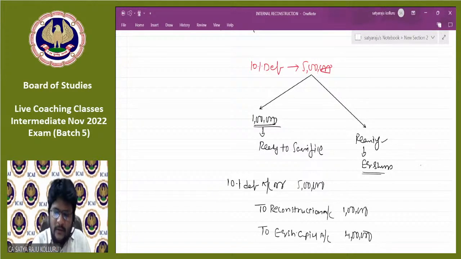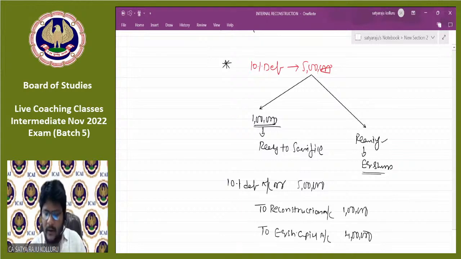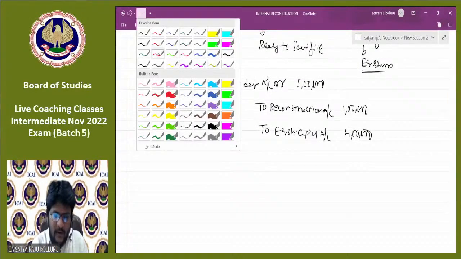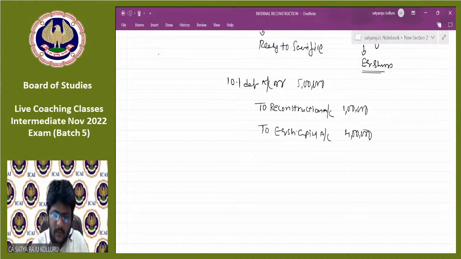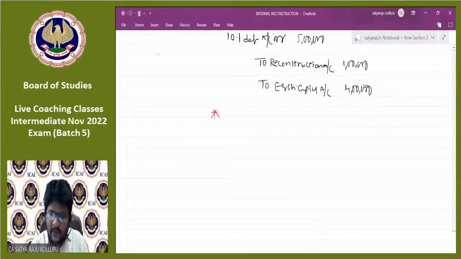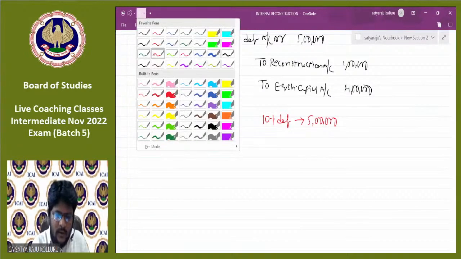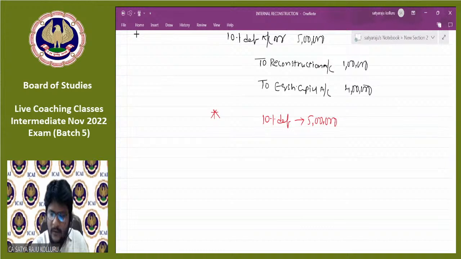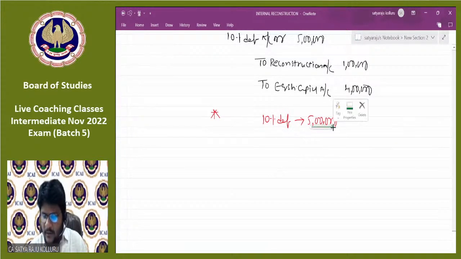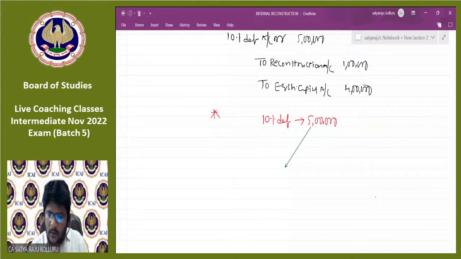Next. So many members gave the correct answers. Let me continue the next case. All of you, please concentrate. Again, 10% debentures are there. The worth is 5 lakhs. Now, the debenture holders are ready to sacrifice 1 lakh worth. This is the sacrifice made by debenture holders.